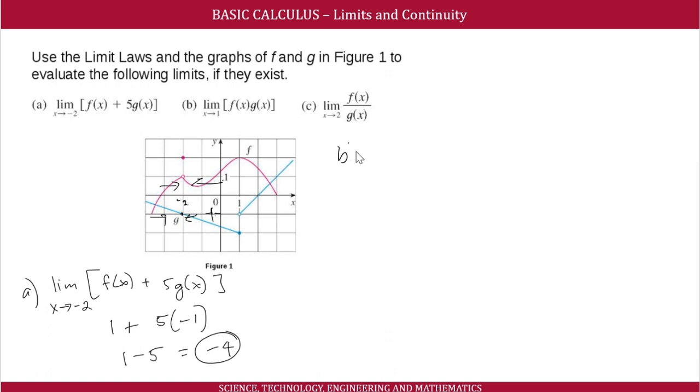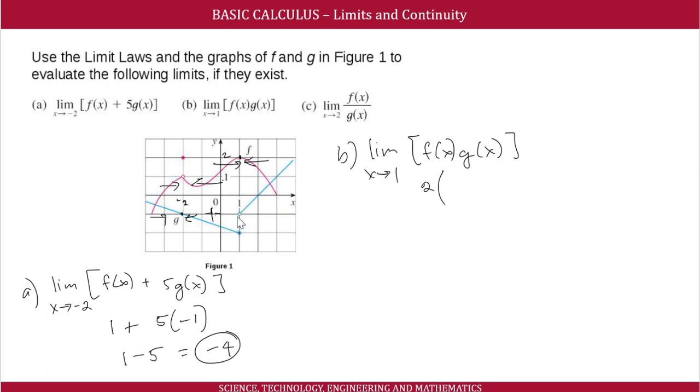How about letter B? The limit of the product of f of x and g of x as x approaches 1. So what is the limit of f of x as x approaches 1? This is our 1 here. From the right, the limit is 2. And from the left, the limit is also 2. That is 2. Then g of x, as x approaches 1.